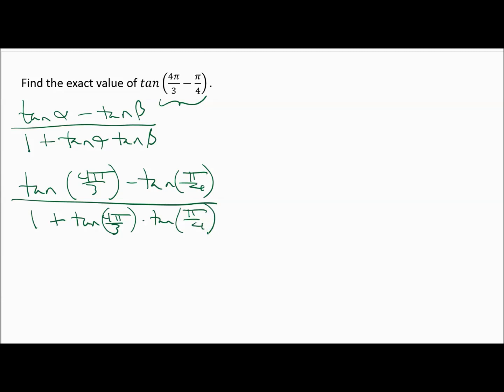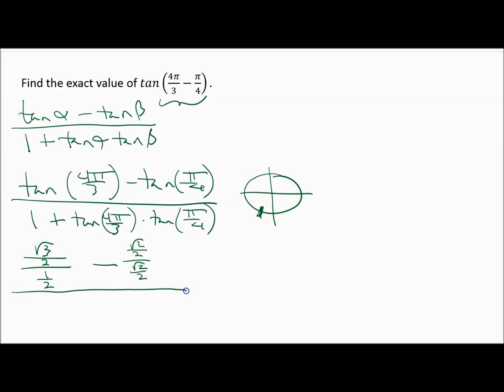So what is the tangent of 4 pi over 3? Remember, first of all, where is 4 pi over 3? This is 3 pi over 3, so one more right here is 4 pi over 3. So the tangent is the y value over the x value, so this will be the square root of 3 over 2 divided by the x value, which is negative 1/2, minus the tangent of pi over 4. Most people know that's 1. In case you didn't, y value square root of 2 over 2 divided by x value square root of 2 over 2. Okay.